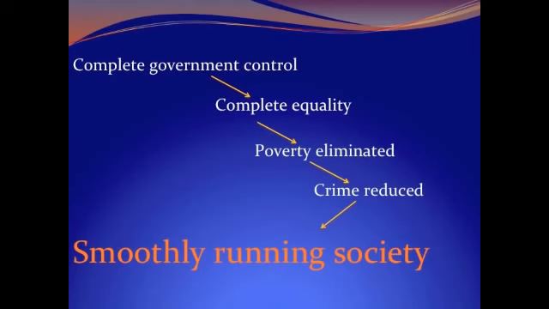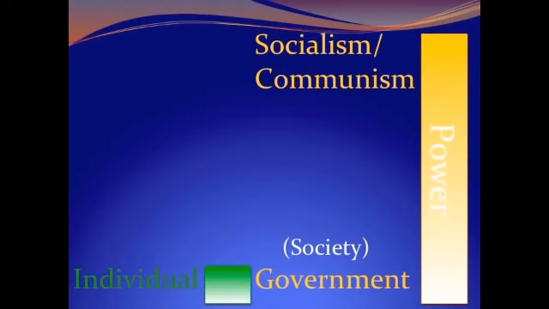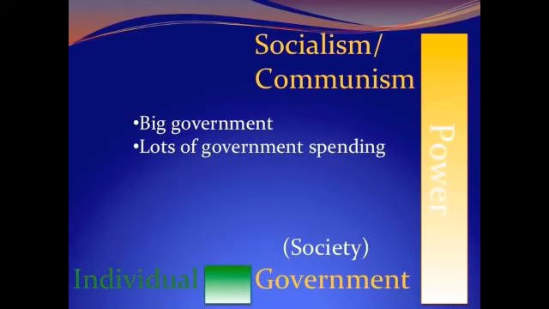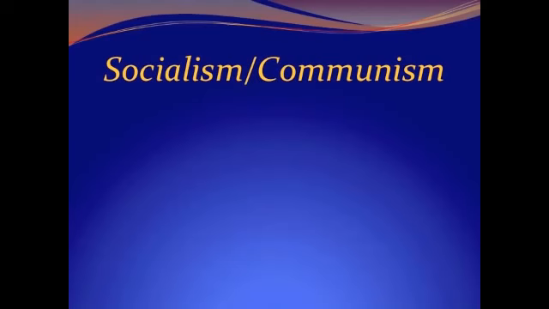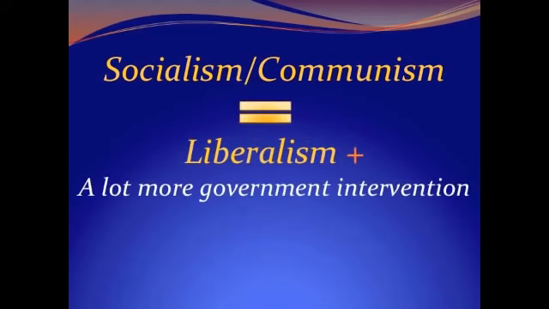Moreover, they believe that everything will be run more smoothly if there is one entity that controls everything, rather than millions of people making individual decisions, forming individual companies and individual policies, and every man doing whatever seems right to him. So in these political systems, the individual is very small and not very free, making only insignificant personal decisions for himself or herself, and the state is very large, handling all major decisions in a society. Big government, lots of government spending, very high taxes, many government regulations and programs, that's socialism and communism. It's essentially liberalism with a lot more government intervention.